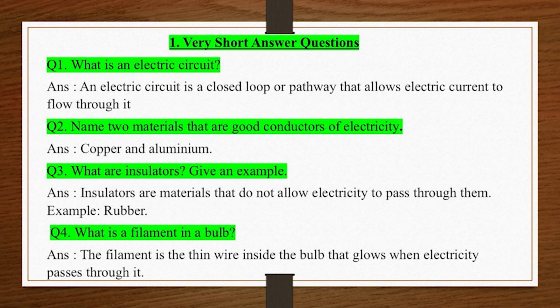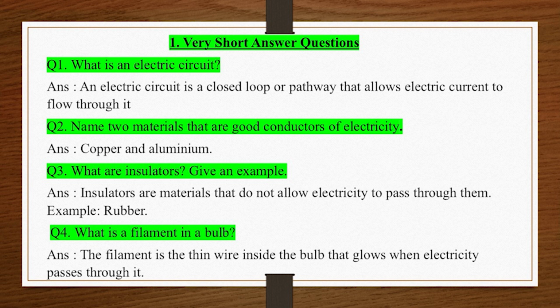1. Very short answer questions. 1. What is an electric circuit? Answer. An electric circuit is a closed loop or pathway that allows electric current to flow through it. 2. Name two materials that are good conductors of electricity. Answer. Copper and aluminium. 3. What are insulators? Give an example. Answer. Insulators are materials that do not allow electricity to pass through them.